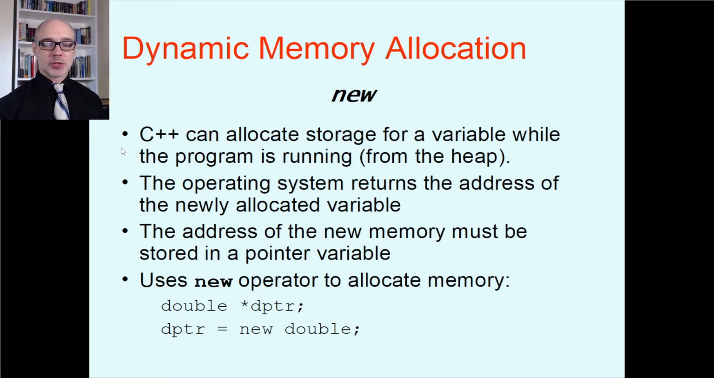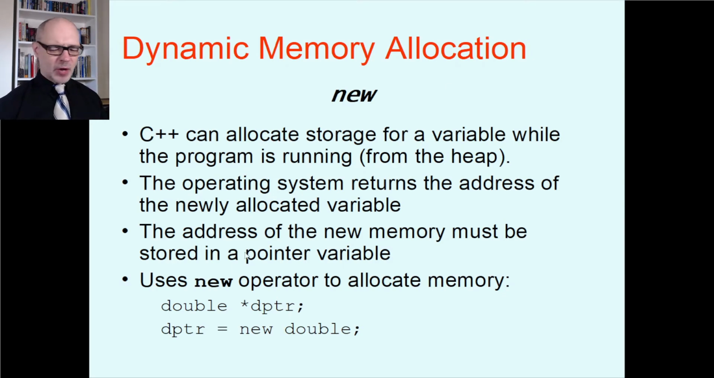The operating system is going to hunt through the heap. It's going to find a location that no other program is currently using, allocate it, dedicate it to your program, and come back to your program with the address of where in the memory system that newly allocated data is sitting. On your end, as a C++ programmer, the address of that new memory has got to be stored in a pointer variable for you to keep track of it.